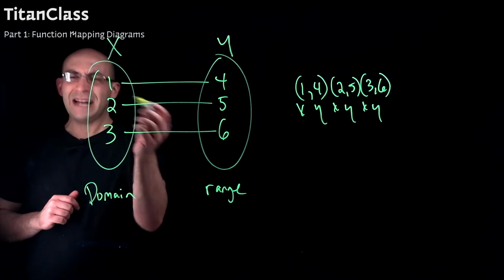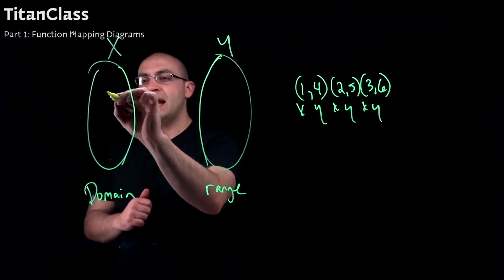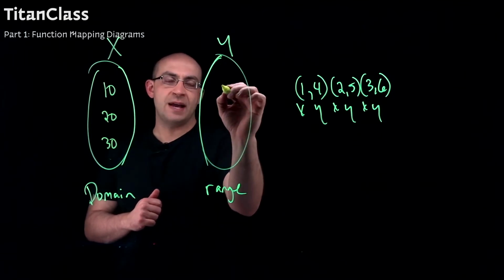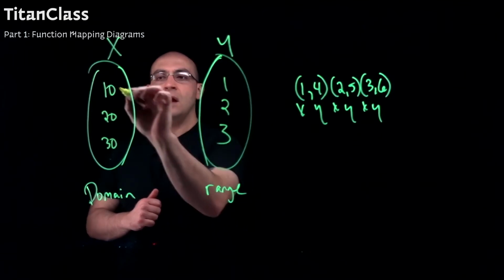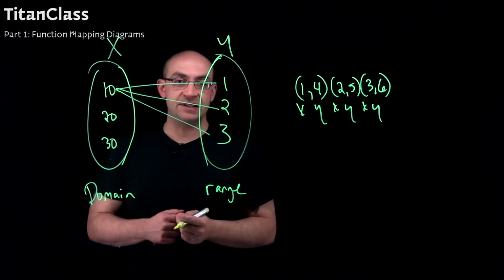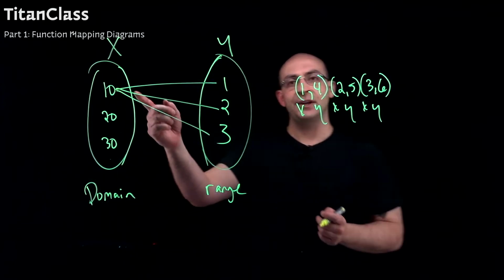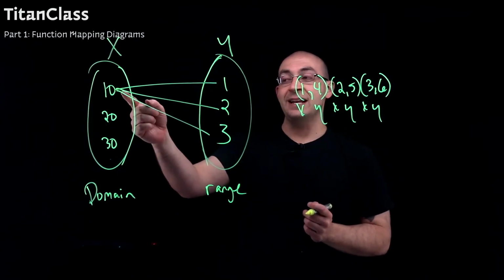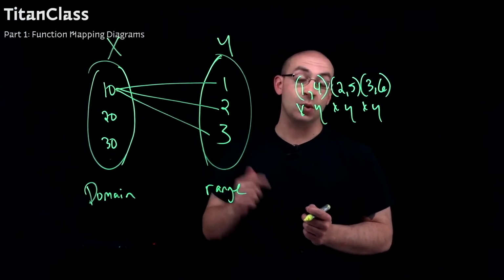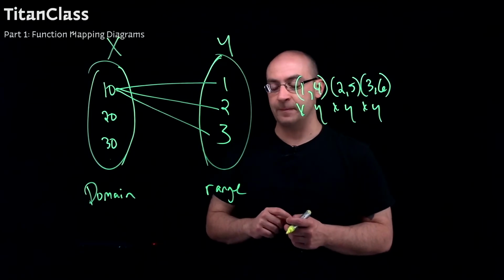So, what happens if it's not a function? Okay, now in this example, let's say we have 10, 20, and 30. And let's just say we have 1, 2, and 3. What happens if the 10 goes to all three of these values? This would not be a function, okay? Because the x value cannot repeat, meaning an arrow cannot come from the same number and go to multiple numbers or even two numbers. This instance would be an example of not a function, right?